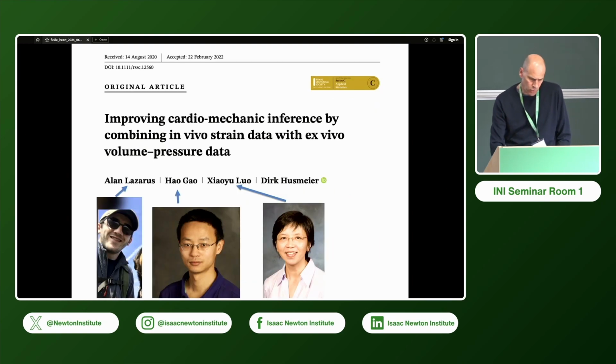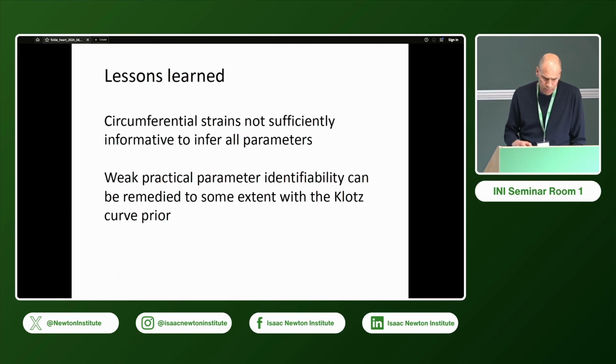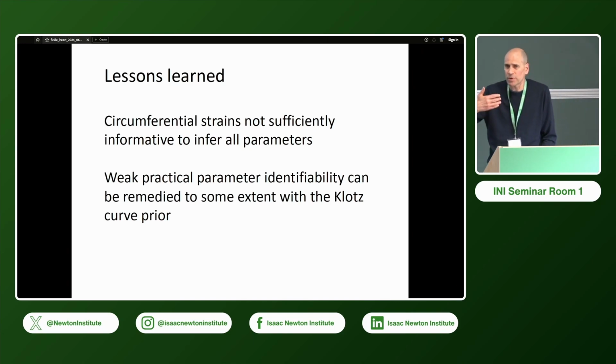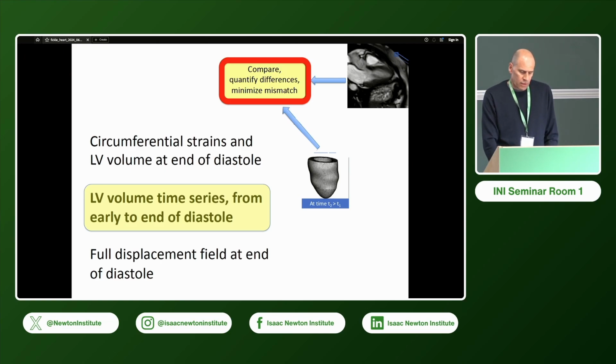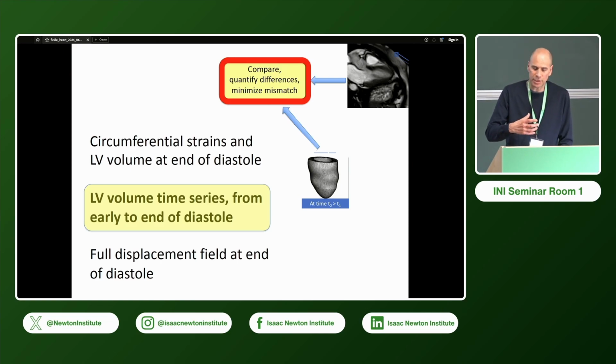Okay, so that's joint work with Lazarus and Hao Gao. And so that was our first focus on circumferential strains. In some sense, in order to make up for the weakness or lack of information, we then used a prior from ex vivo data using the Klotz curve prior. But with ex vivo data, the question is how representative is the ex vivo tissue for the in vivo organ?